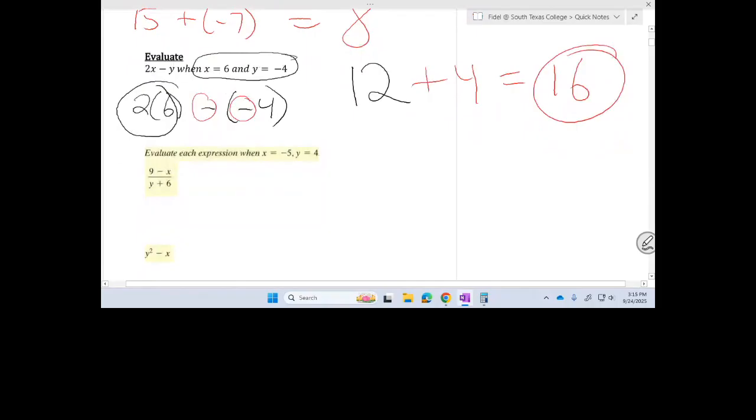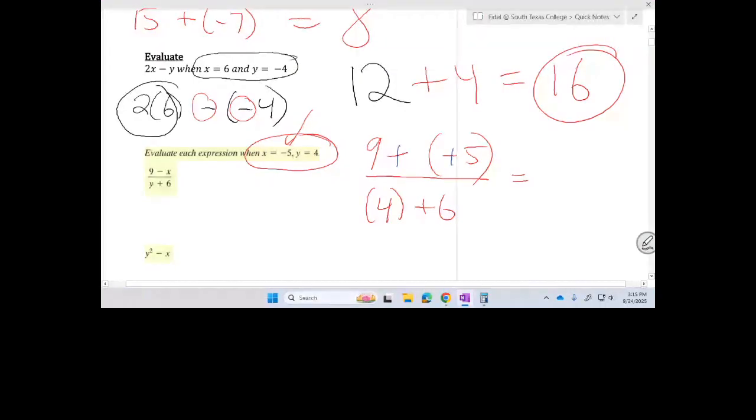All right. Y'all, let's try the same thing with the next one. So again, look, I'm just doing my evaluating here, right? Look, I'm going to go 9 minus my number x. Look, y'all, I'm putting it in parentheses, -5. My number y, I'm putting it in parentheses, 4 plus 6. Y'all, we just said right now that minus and minus makes it plus. So 9 plus 5 should be 14, and 4 plus 6 should be 10.